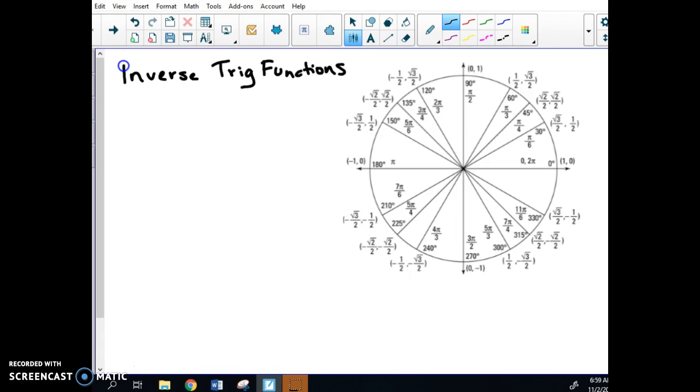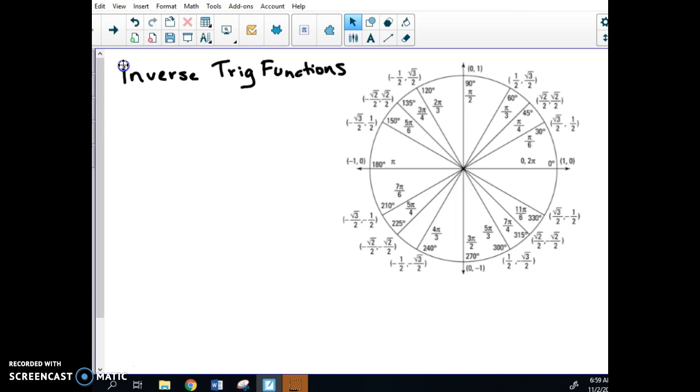We also need to look at that in terms of the unit circle, as well as the graphs of our inverse trig functions. So I'm first going to start off with the unit circle stuff because I think that's a little bit easier to go through, and the graphs will make sense because the graphs are based off of the unit circle.